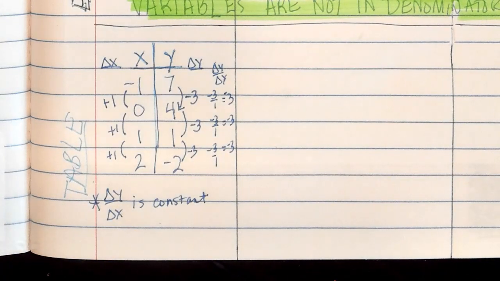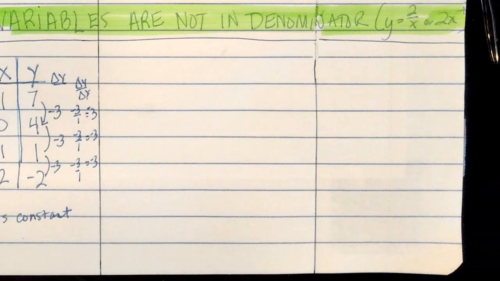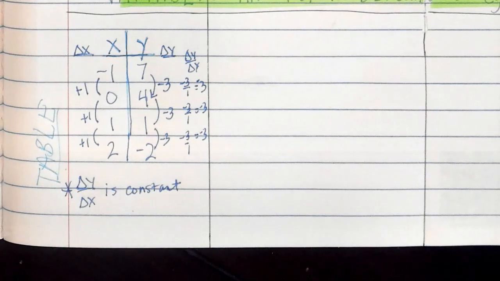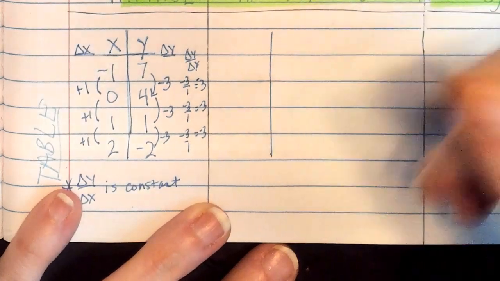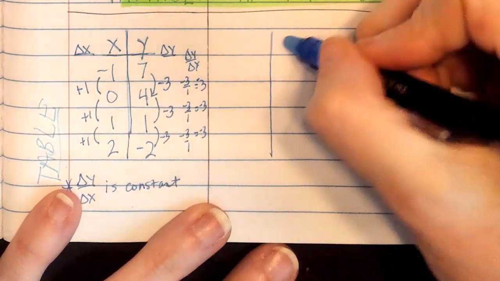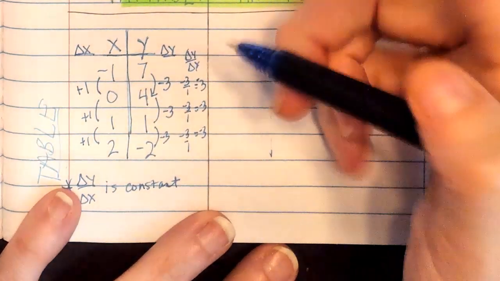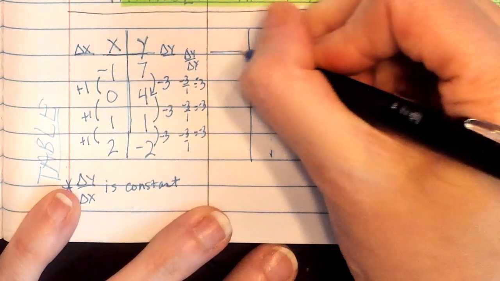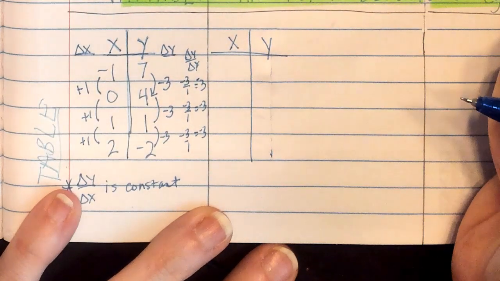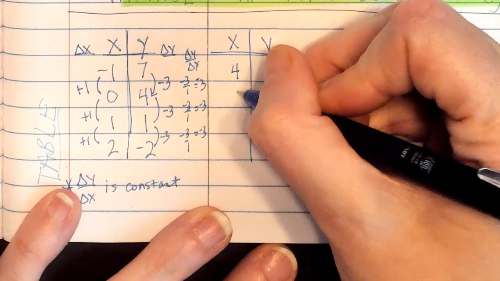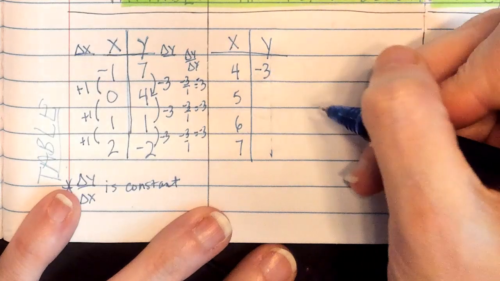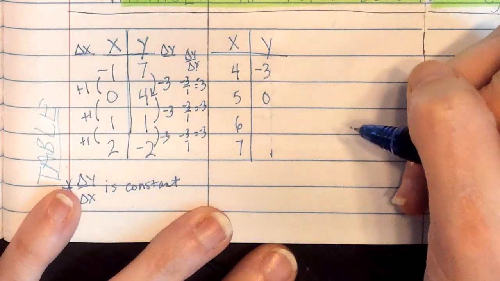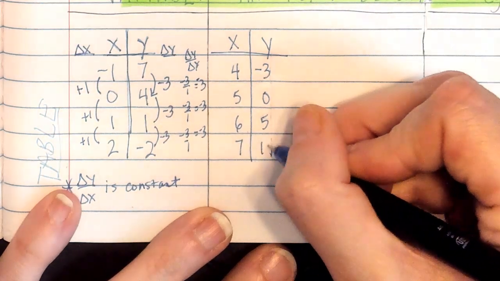Now, again, we're going to scooch on over to exponentials. Well, actually, let's do quadratics. So this time, let's make our table, but scooch it a little bit over so that we have some extra space. So for this one, I'm going to give you 4, 5, 6, and 7 for our x's. Our y's are going to be -3, 0, 5, and 12.